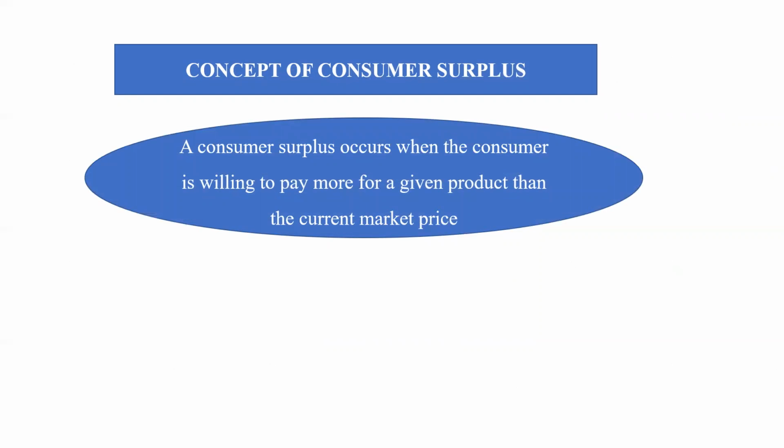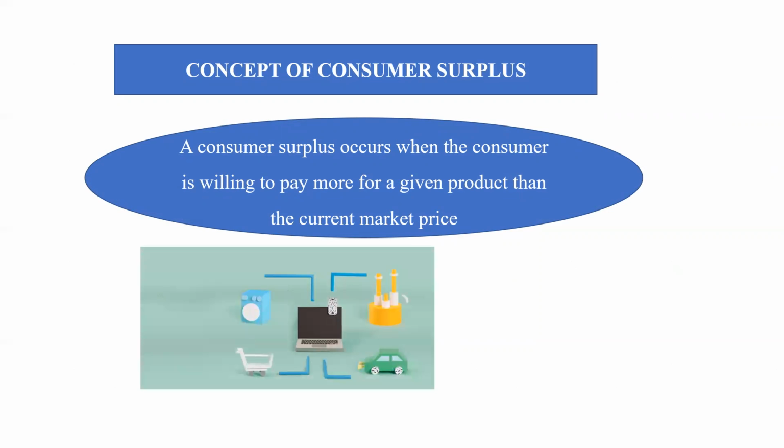A consumer surplus occurs when the consumer is willing to pay more for a given product than the current market price. We can take an example. Suppose a student goes to buy a book. He is willing to pay rupees 20 for the book, but he gets the book for rupees 15. Thus, he has saved rupees 5. This is called consumer surplus.